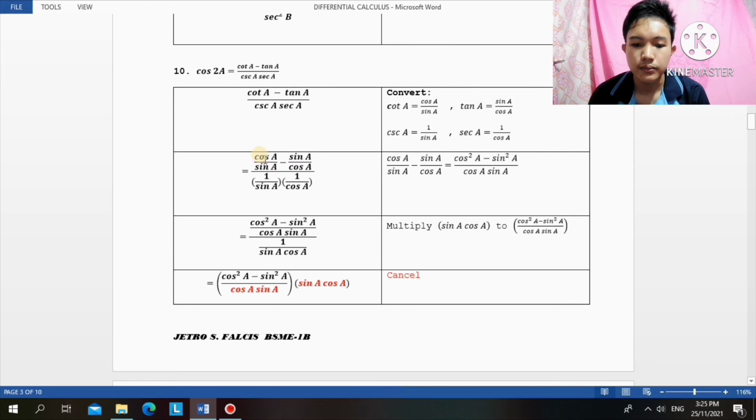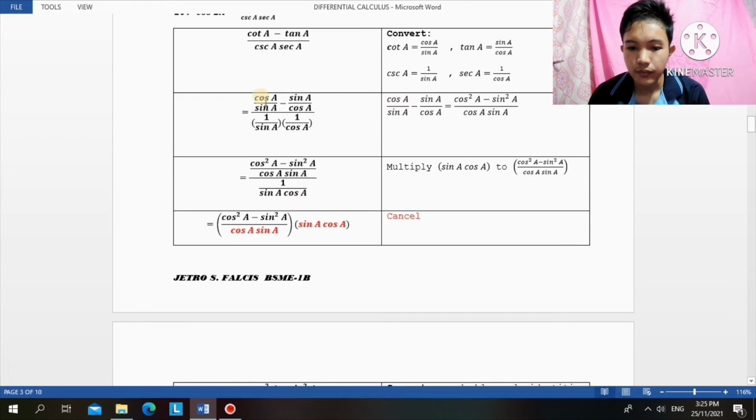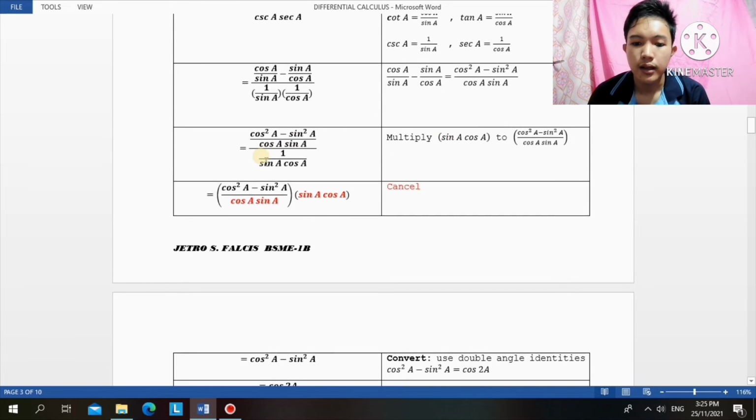So our equation will be cosine a over sine a minus sine a over cosine a is equal to 1 over sine a times 1 over cosine a. So then, solve cosine a over sine a minus sine a over cosine a, which is equal to cosine squared a minus sine squared a over cosine a sine a. Then our equation will be cosine squared a minus sine squared a over cosine a sine a, over 1 over sine a cosine a.